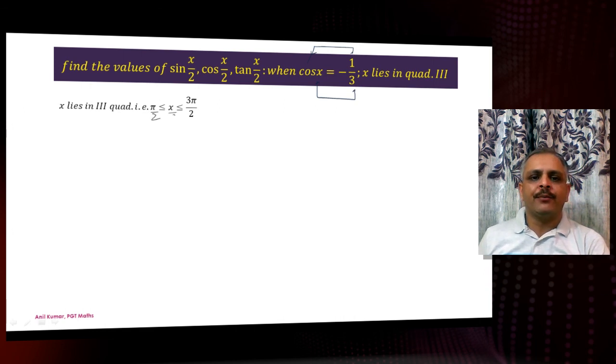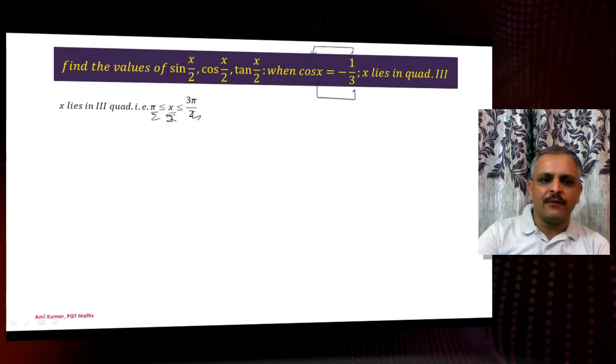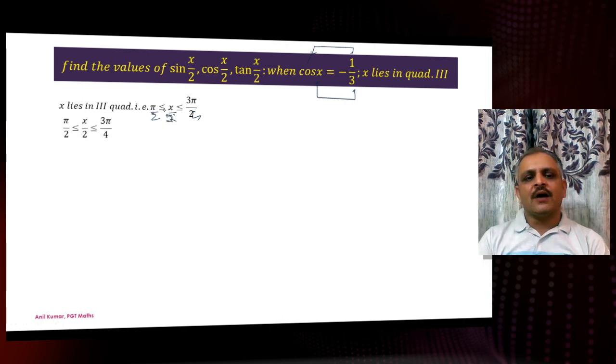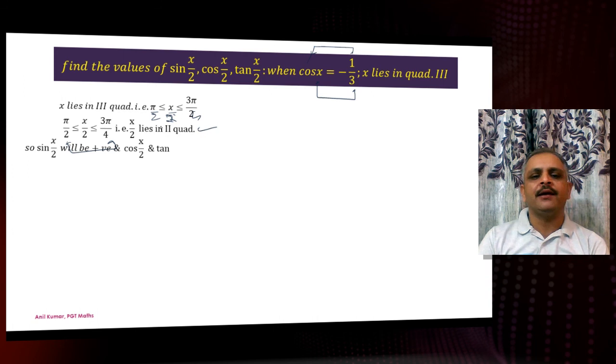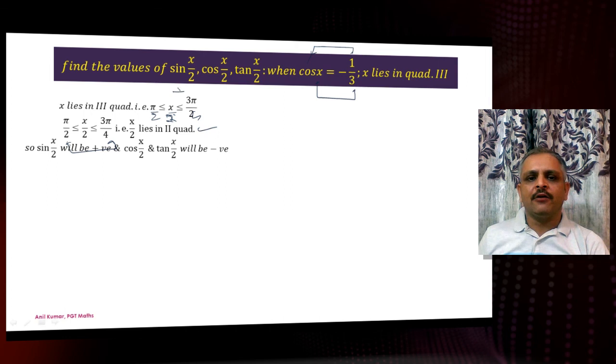If I divide every term by 2, x by 2 will lie from pi by 2 to 3 pi by 4. That is quadrant number 2. And in the second quadrant, sin x by 2 will be positive, and the remaining two t ratios, that is cos and tan, will be negative. So here we decided that the value of sine will be positive and the value of these two terms will be negative.